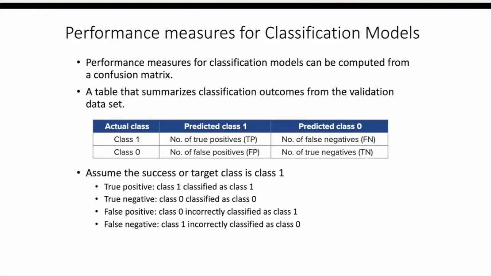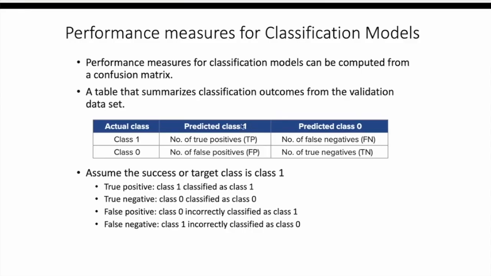So in this confusion matrix, we can see only two correct classifications possible: the true positives and the true negatives. These are the actual class 1, class 0, and this is the predicted class 1, predicted class 0. So the 1 is the positive, and the 0 is the negative.